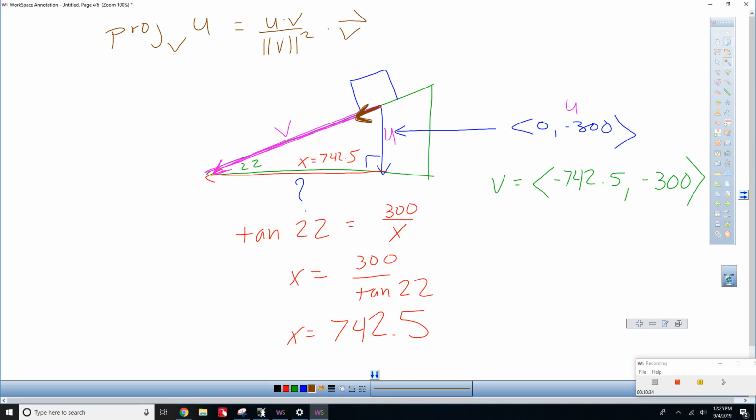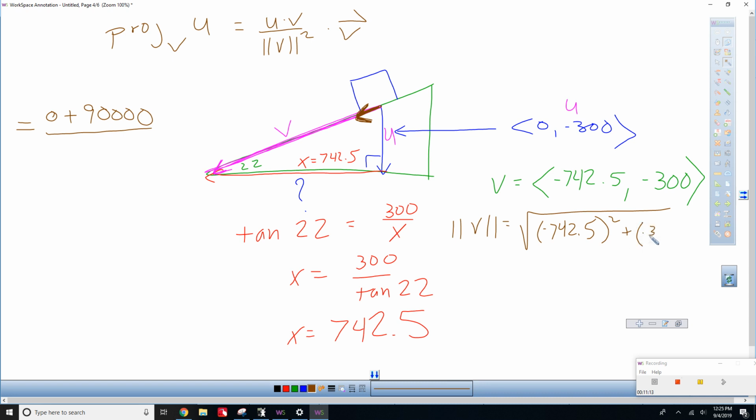So, U dot V, I'm going to do it over here. That would be 0 times whatever, which is 0, plus, well, we don't need that. Negative 300 times negative 300 is positive 90,000, right? Over, well, the magnitude of V is the square root of negative 742.5 squared plus negative 300 squared. It's just Pythagorean theorem, okay?